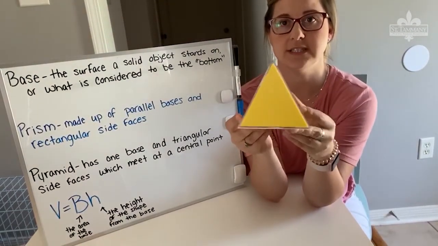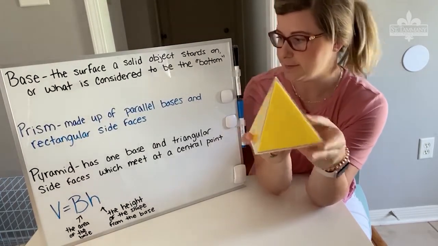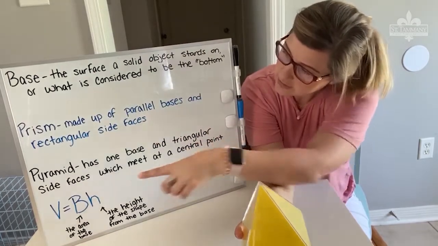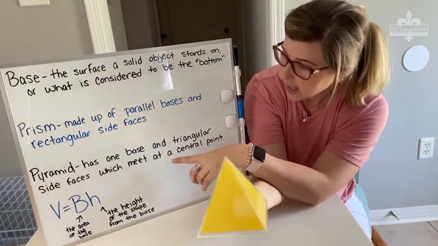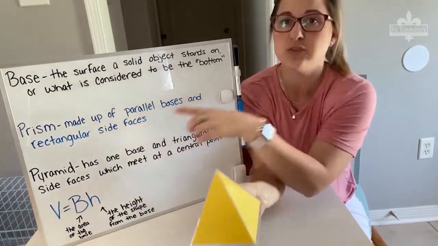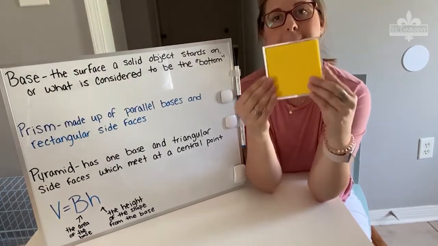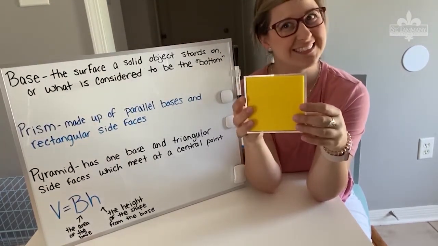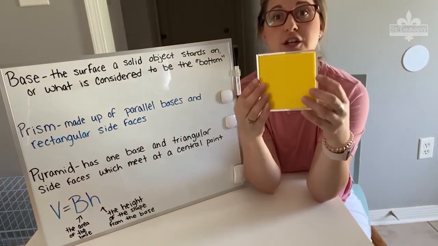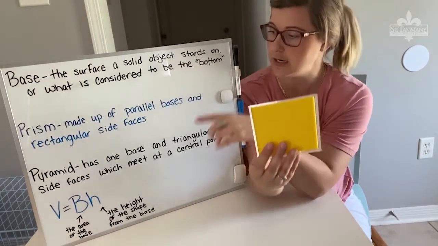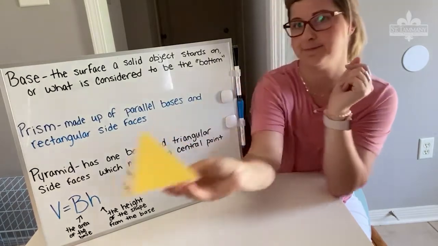Okay, so the next shape that we're going to look at, pyramid or prism? Good, it is a pyramid. Triangular side faces, so it has those triangular side faces that meet up to a point, and it has one base, so this is our base. So we name our shapes based on the base. So what shape is this? Good, it is a square. So we would call this a square pyramid because of those triangular faces.